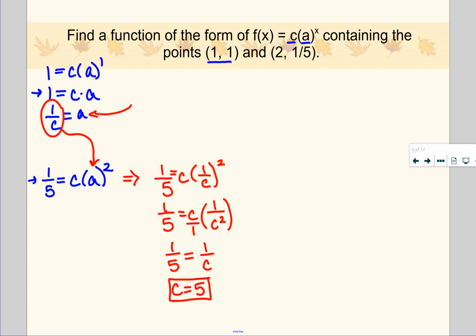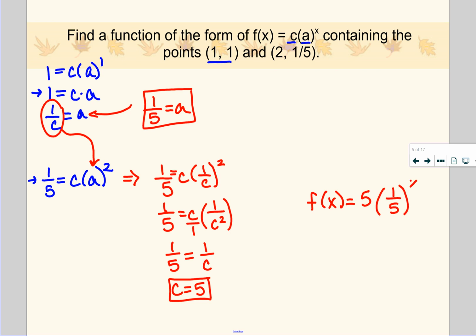Once you know the first variable, you can plug it back in anywhere. Like here would be a good location to plug it back in. 1 over 5 equals a, and there's our value for a. So our final function is f of x equals c, which was 5, times 1/5, which was our a, to the x power. And we cannot simplify any more than this because that 1/5 is to the x power. The 5 and 1/5 cannot be multiplied together.